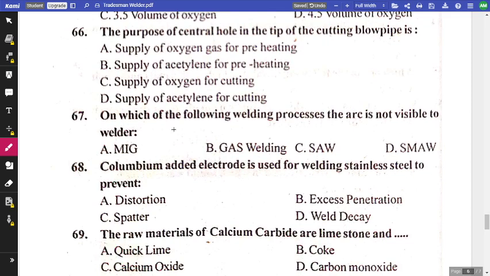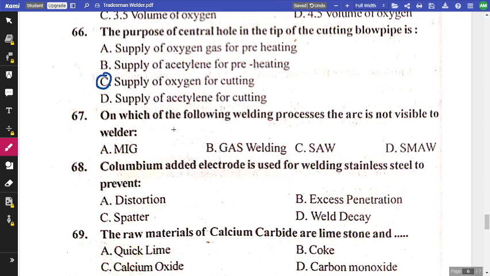The purpose of the central hole at the tip of the cutting blow pipe. Options: supply oxygen for preheating, supply acetylene for preheating, supply oxygen for cutting, supply acetylene for cutting. Cutting is done with the help of oxygen, and the central hole is provided for cutting. So option C, supply oxygen for cutting, is the correct answer.